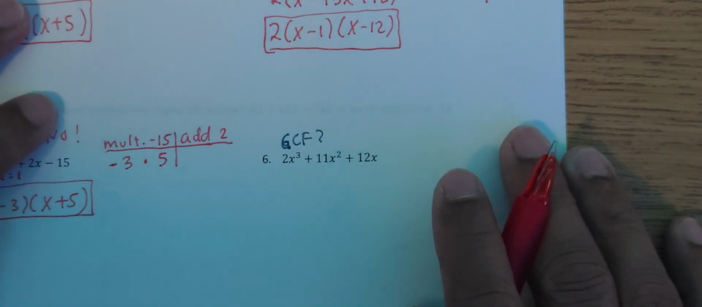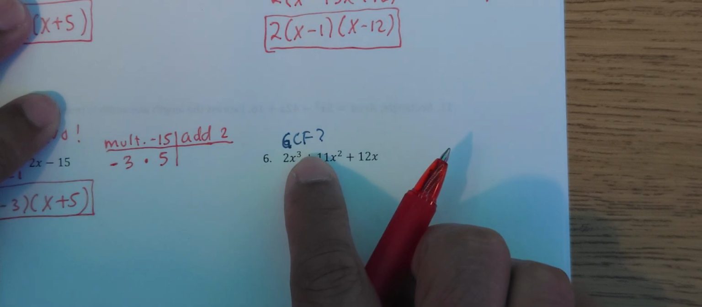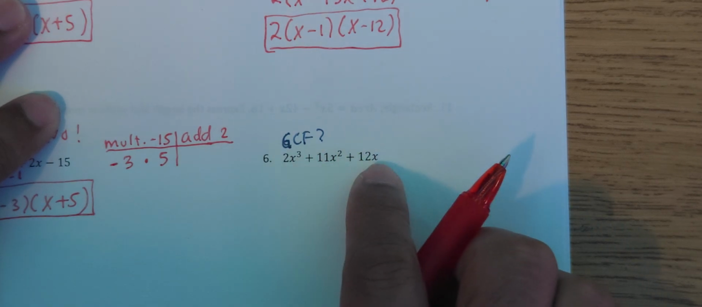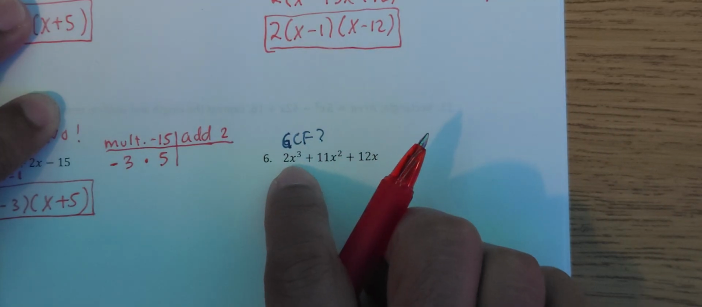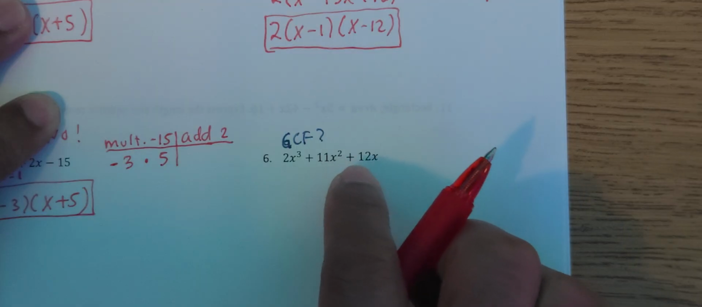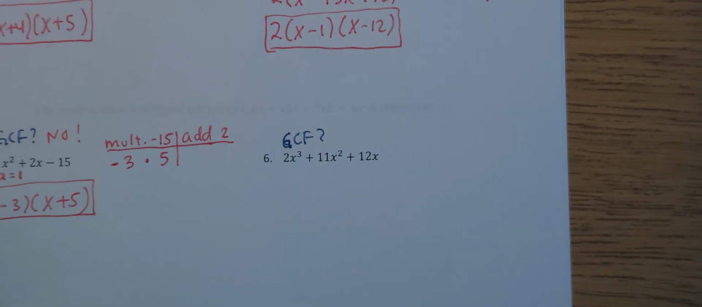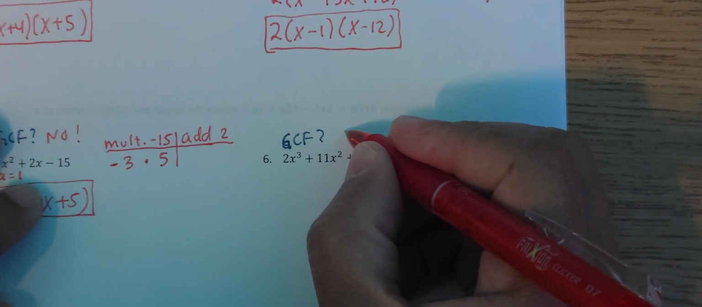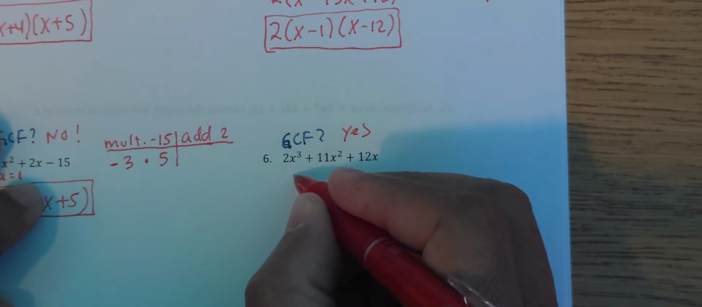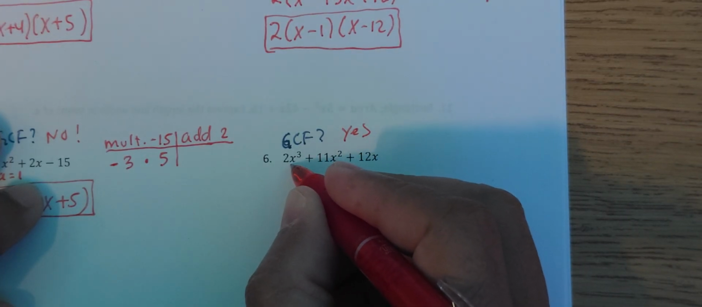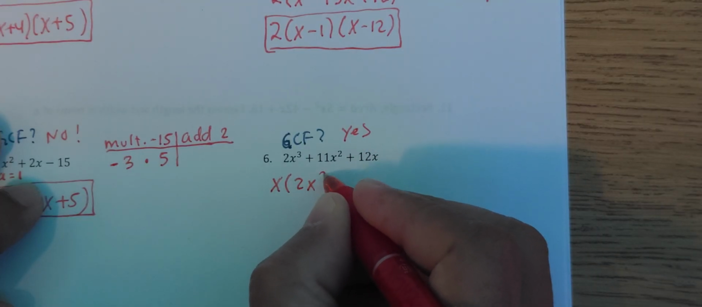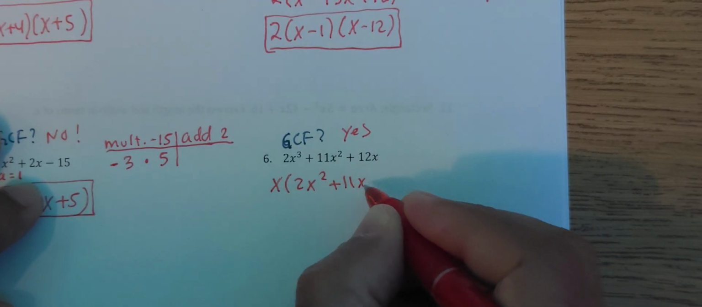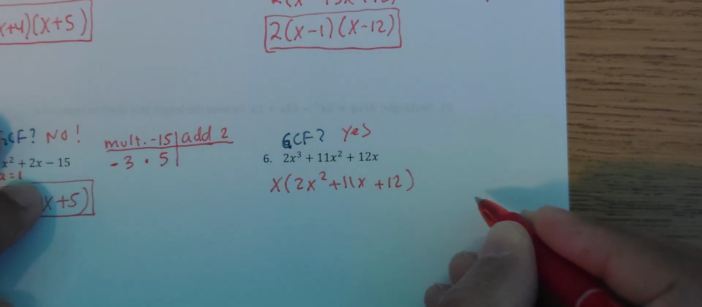All right, so let's do the last example on this page. GCF for this one, there's 2 going into 11 and 12. Well, it goes into 12, but it doesn't go into 11. So that means there is no GCF when it comes to the coefficients. What about the x's? We have x to the third, x to the second, and x to the first. So the answer is there is a GCF, and the GCF is x, because this is x to the third, x to the second, x to the first. So x is the GCF, so then this becomes 2x squared plus 11x plus 12.